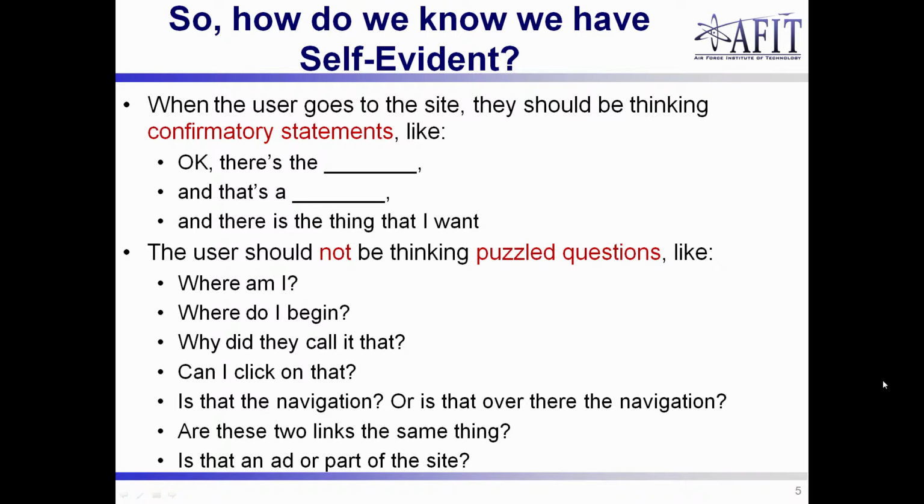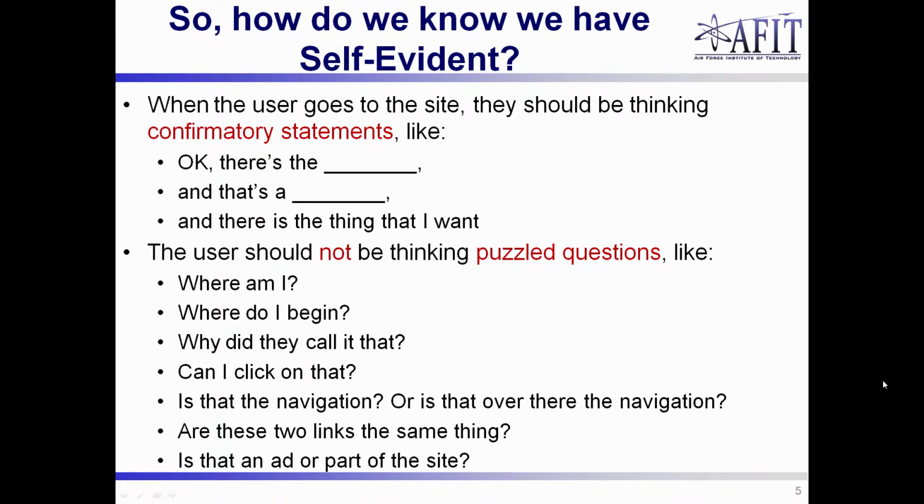Where do I begin? If you've got a lot of different things on the site, they may be confused about what item am I supposed to click on first? They may think they're supposed to be doing a linear process, but they can't seem to figure out where that process starts, right? They might see a word that doesn't really make sense to them, and they might be like, why do they call it that? What does that mean, right?